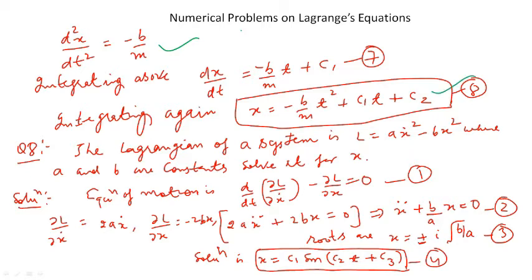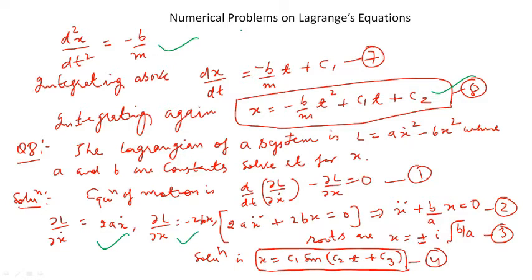Now the next problem is: the Lagrangian of a system is L is equal to a x dot square minus b x square, where a and b are constants. Now find the value of x. Here the Lagrangian is given, and it is a x dot square minus b x square. So we will first find del L over del x dot, and it is equal to 2a x dot. Then we will find del L over del x, it is equal to minus 2b x.